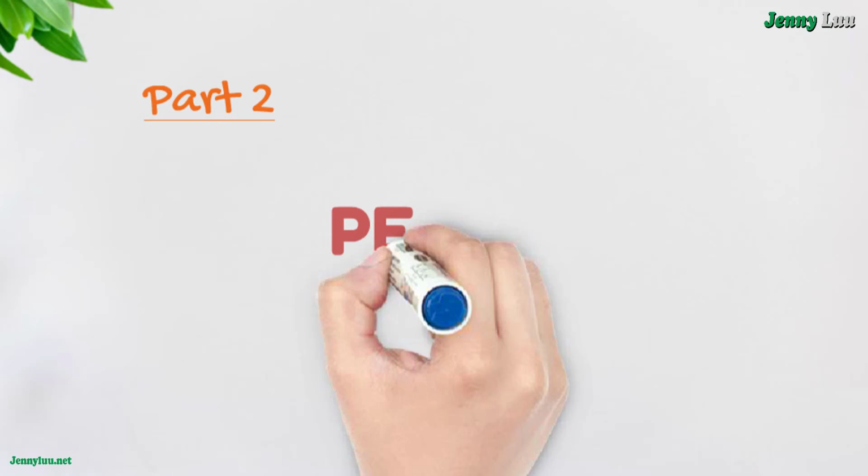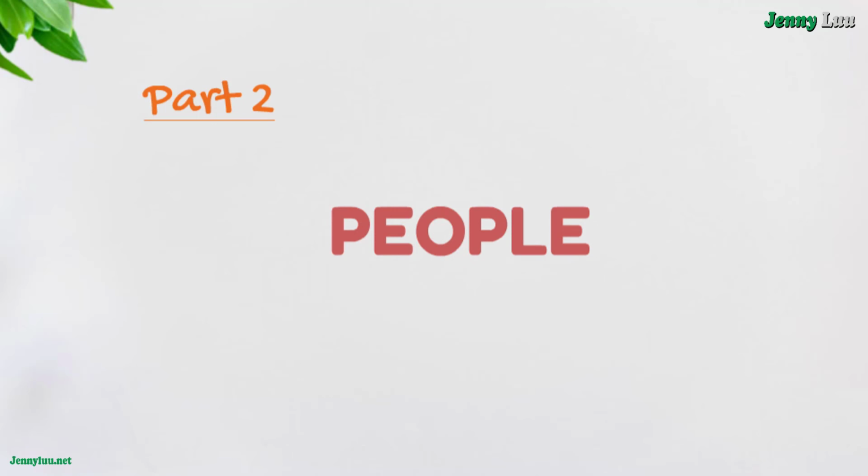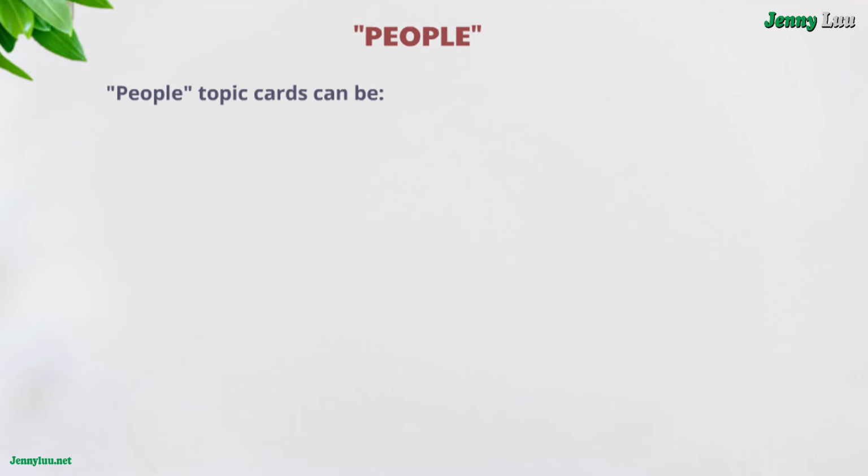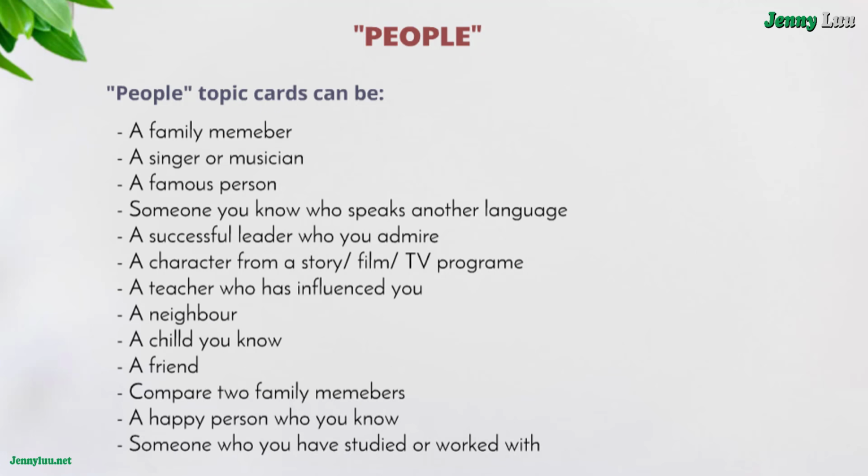Part 2. People. People topic cards can be a family member, a singer or musician, a famous person, someone you know who speaks another language, a successful leader who you admire, a character from a story, film or TV program, a teacher who has influenced you, a neighbor, a child you know, a friend. Compare 2 family members. A happy person who you know, someone who you have studied or worked with.